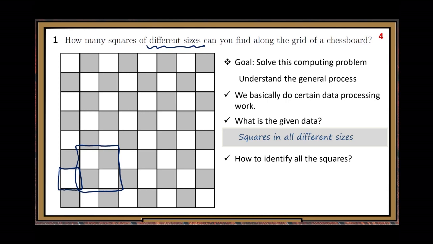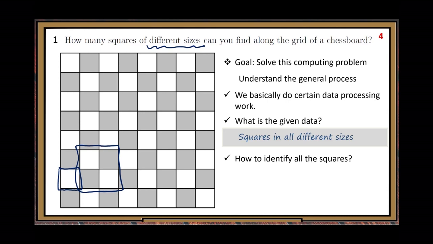Next question: how to identify all the squares. One thing you need to do is identify all the possible squares. In order to identify one square in the standard chessboard, we know there are 4 sides in a square. Based on the orientation in the chessboard, 2 horizontal sides and 2 vertical sides. So how to form such a square?